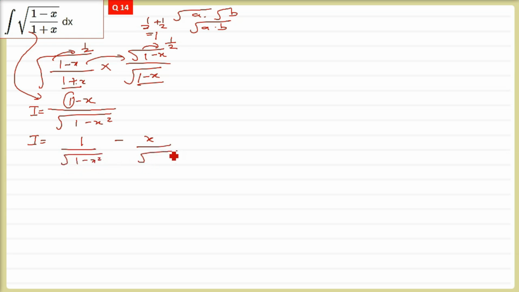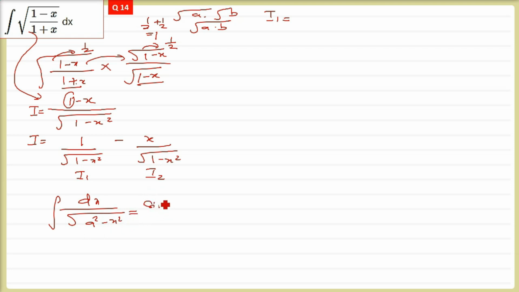Similarly, 1 minus x square in the denominator here also. Now we have a direct result here. I1, I2 is this one. So let's complete I1 first, because we know the direct result is simply the integration of dx by under root a square minus x square. A is 1 here. What I'm trying to suggest is that the integration of dx by under root a square minus x square has a direct result which we already know.